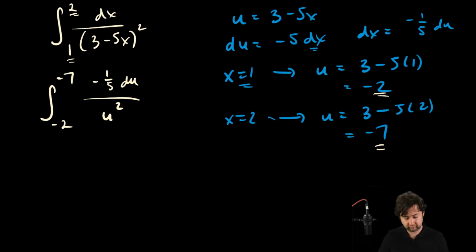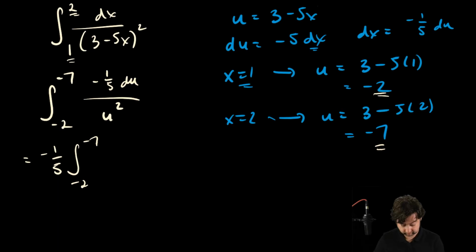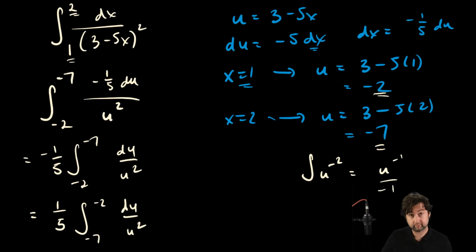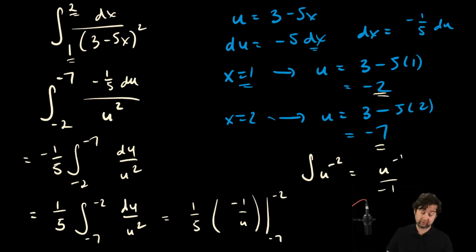So now I can just do some algebra to simplify this before I get started. I'm going to pop the -1/5 out front. And then using the negative in front of the 1/5, I can actually reverse the order of the limits of integration. And now I can just compute. So the integral of u squared is -1 over u. This is just by the power rule. The integral of u to the -2 is equal to u to the -1 divided by -1. So this is equal to 1/5 of -1 over u evaluated from -7 to -2. If you plug those in and you do the computation, once you do the fraction subtraction, what you end up with here is 1/14.